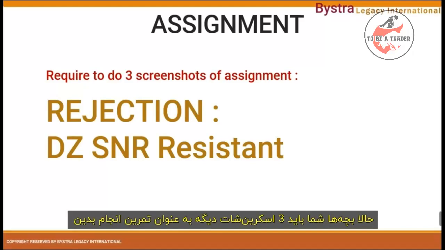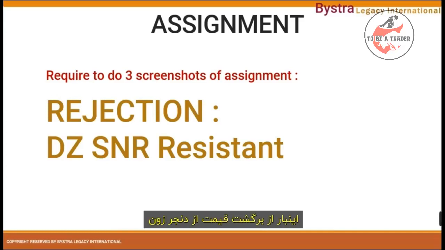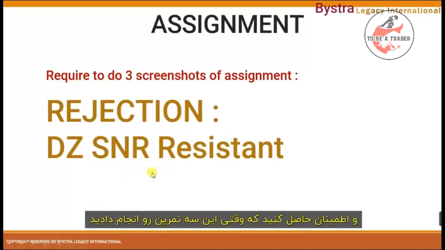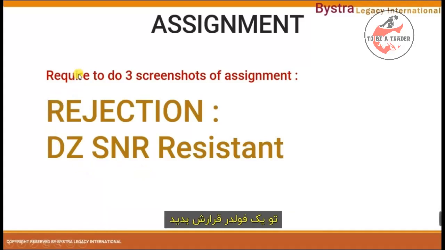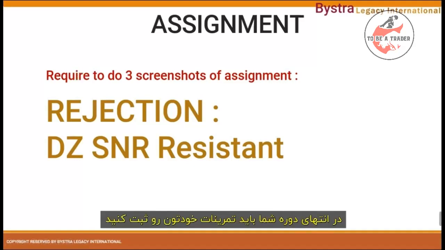Now guys, you are required to do another 3 screenshots of your assignment. This time it is the DZSNR rejection: daily, weekly, monthly. Make sure that once you have completed all your 3 assignments, you put them in the folder. At the end of the course, you are required to submit your assignment.